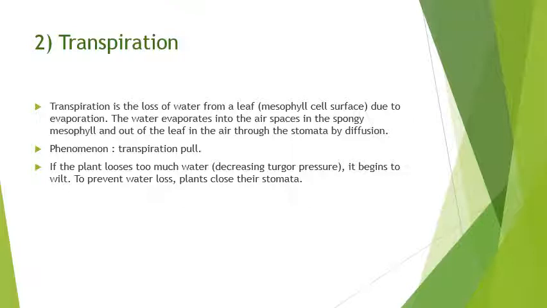Then there is a phenomenon that we're going to talk about, which is the transpiration pull. What is going to be pulled? It's the water that is going to be pulled through the xylem vessels. Now, one observation: if the plant loses too much water, that will decrease its turgor pressure inside the cells that we've been talking about, then it will begin to wilt, and we have to prevent that. In order to prevent water loss, plants will close their stomata if, for instance, it is very hot, dry, or sunny outside. Under those conditions, plants would tend to lose water, so they close their stomata to preserve the water inside their leaves.